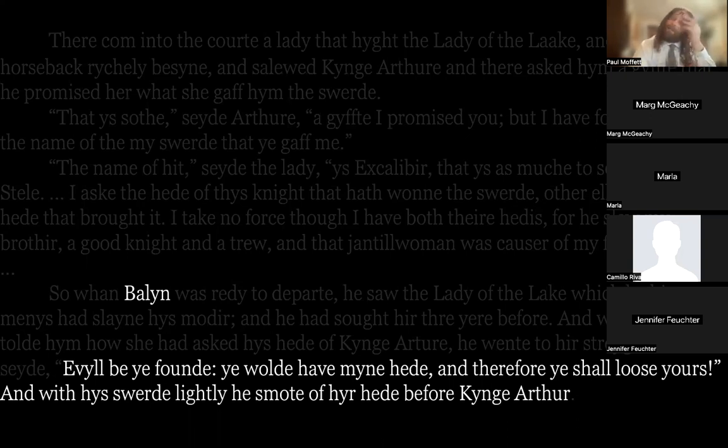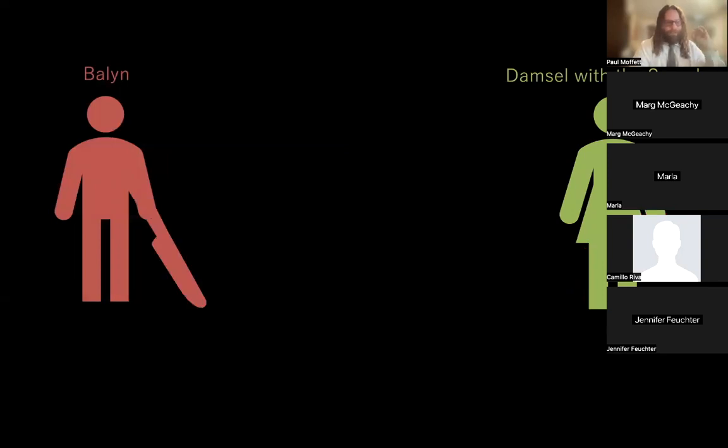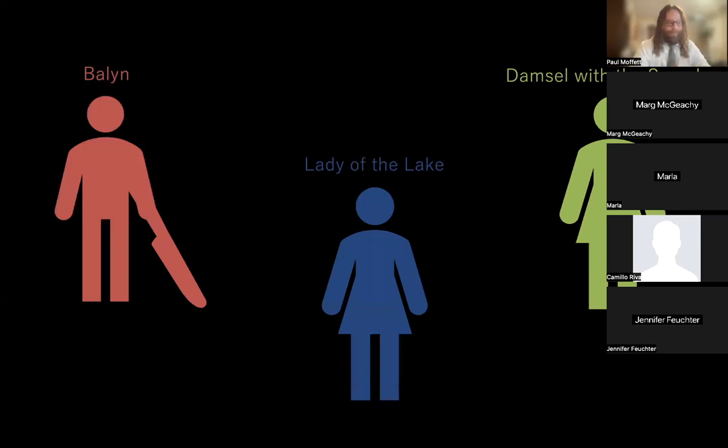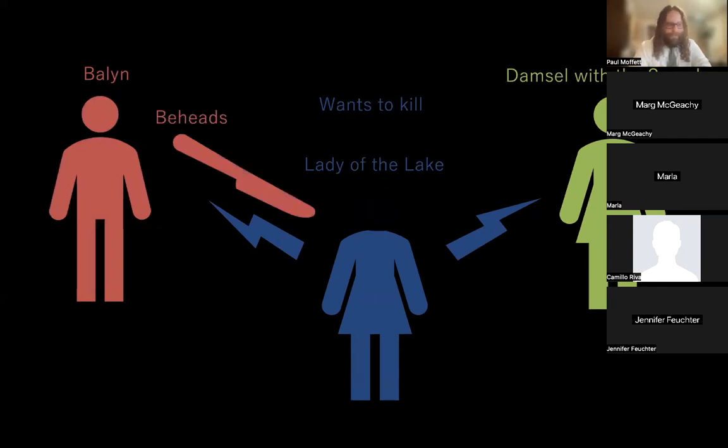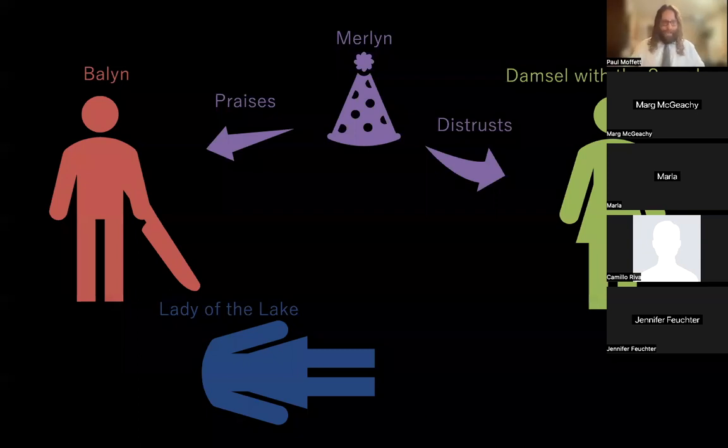But in any case, this whole exchange is hard to keep track of the plot of. We have Balin, we have a damsel with a sword who shows up, Balin draws the sword from the damsel, and then the Lady of the Lake shows up. And the Lady of the Lake, who gave Arthur Excalibur, wants, as a reward for Excalibur, to kill either Balin or the damsel with the sword, either one of them. Balin, not liking this, beheads the Lady of the Lake, who dies. Merlin then appears. He says, "You shouldn't listen to the damsel with the sword. That sword's no good. I don't trust her." But Balin, he praises, "Balin is good. We should believe Balin."